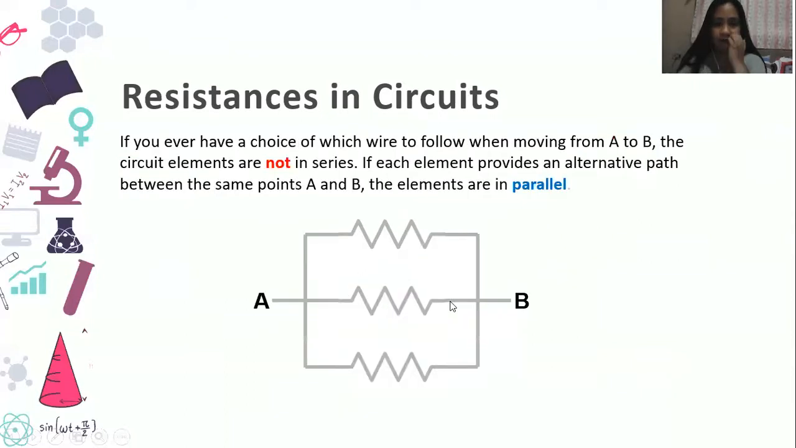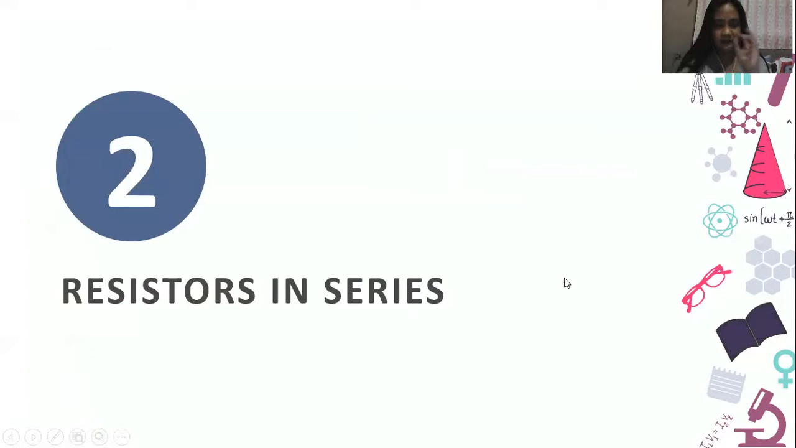For parallel, it's different. If I point this finger from A to B, it's not going to go straight to B because it has choices. Will it go to this point, or will it go to that point? So that's a very outstanding distinction of a series and parallel circuit. So let's take them individually.